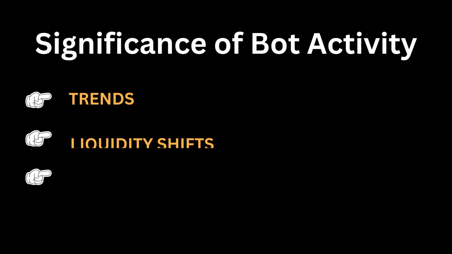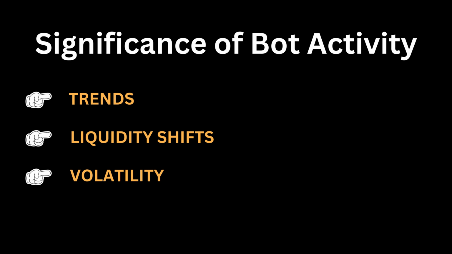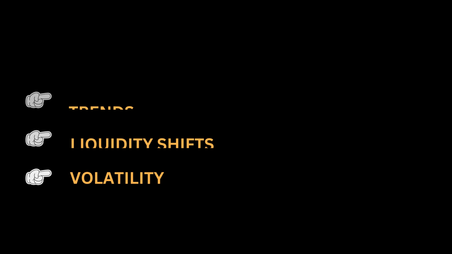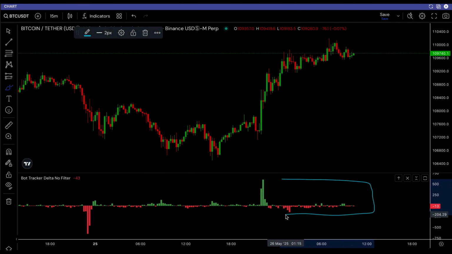So why does bot activity even matter? Because bots often front-run trends, react to liquidity shifts, and can even signal upcoming volatility. Understanding these signals can help traders adjust quickly, especially in short-term or high-frequency trading environments.